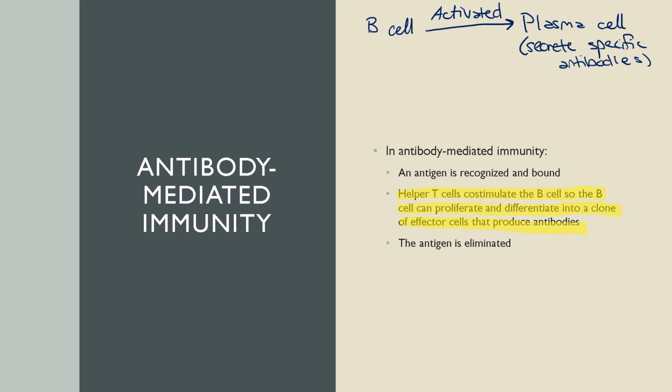So B cells will essentially stay in their areas. They'll stay in the lymph nodes, in the spleen, or in those MALT, that mucosa-associated lymphatic tissue. So once they become activated, they turn into plasma cells. Those plasma cells will secrete very specific antibodies, specific to the antigen that's recognized, so that those antibodies will flow through the lymph and the blood to eliminate the antigen.